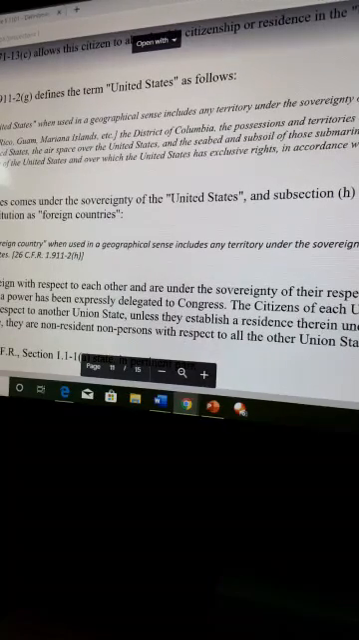All of the 50 states are formed with respect to each other and are under the sovereignty of their respective legislators, except where a power has been expressly delegated to Congress. The citizens of each United States are foreigners and aliens with respect to another union state, unless they establish a residence therein and under the laws of the union states. The union states is where you want to be, ladies and gentlemen. You don't want to be part of the United States under Title 28, subsection 3002-15. You don't want to be there. That's a voluntary land where you voluntarily suffer for your lack of knowledge. Otherwise, they're non-resident, non-persons.